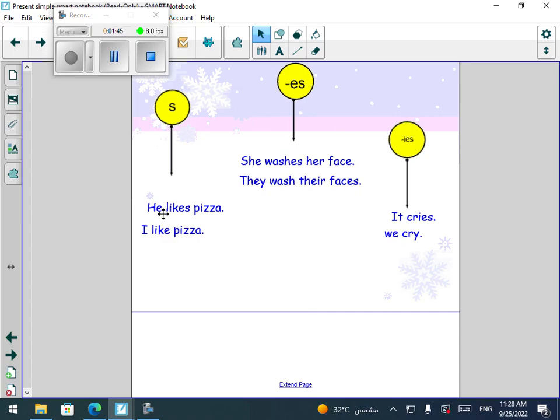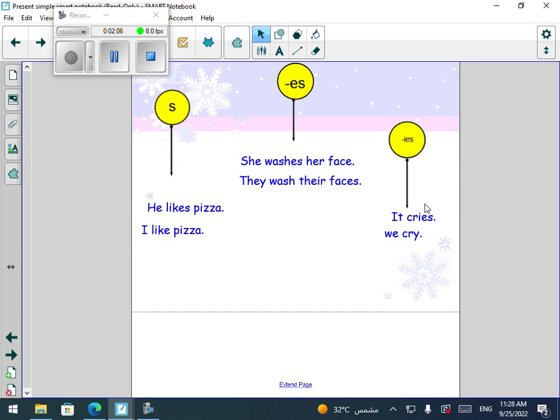Okay, for example, with he, I'm going to say he likes pizza. But if I'm going to say I, I will not add anything to the verb, so I'm going to say I like pizza. Okay, she washes her face. Yeah, I added es. But with they, I will not add anything. So they wash their faces.